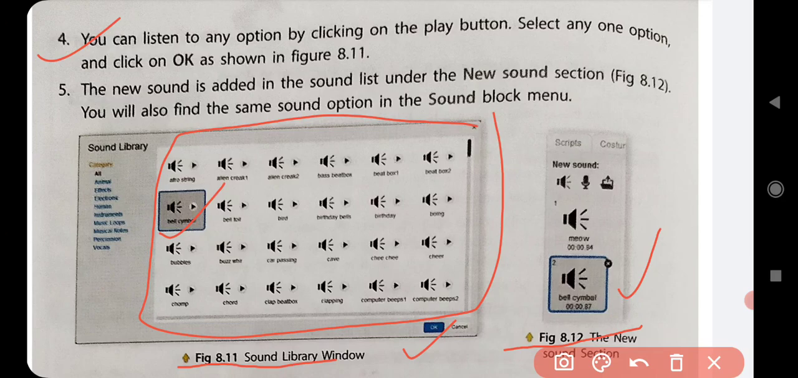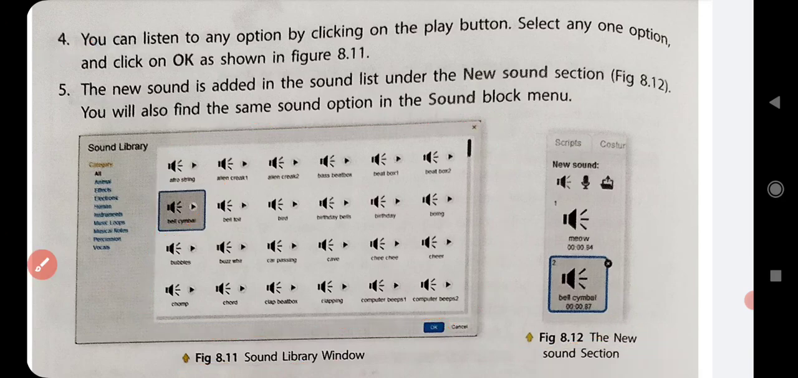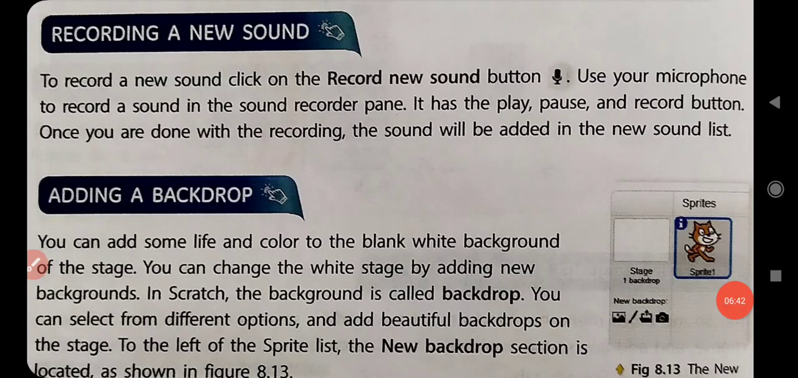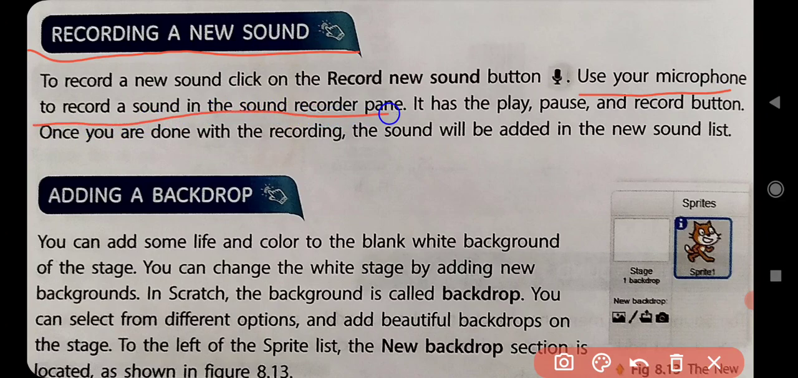After that, the next subtopic is record a new sound. To record a new sound, you will click on the record new sound button. After that, use your microphone to record a sound in the sound recorder pane.